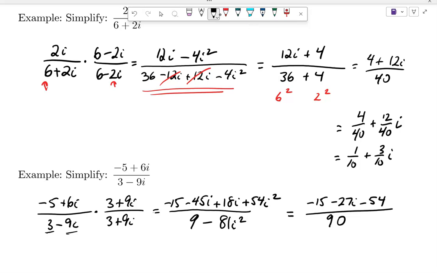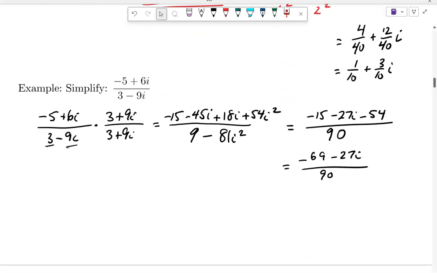Negative 15 minus 54 is negative 69. Then a minus a 27i over 90. And then again, we should split it into two pieces. And then it looks like a 3 will go into top and bottom. And a 9 will go into top and bottom in the second part.